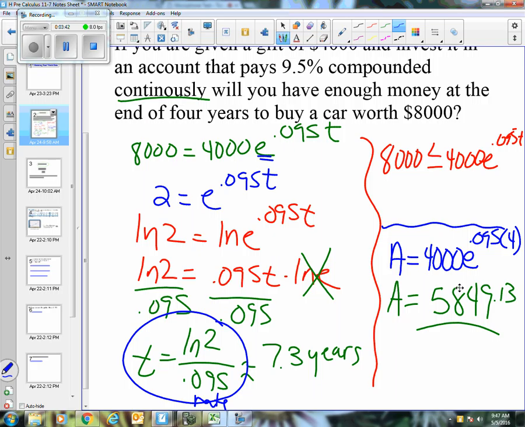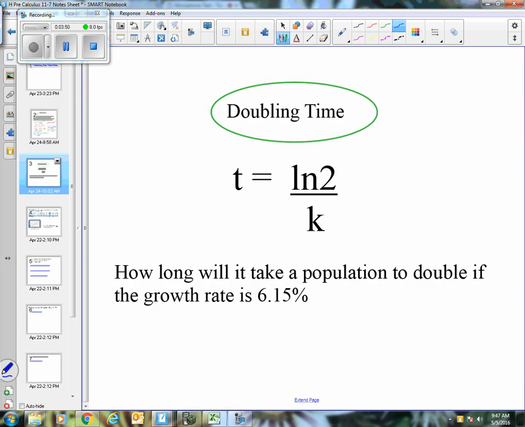If it was time for my money to triple, I would just change that to ln of 3. Quadruple, ln of 4. So you can really save yourself a lot of time if you realize that it's always natural log of 2 for doubling, that is, divided by the constant.